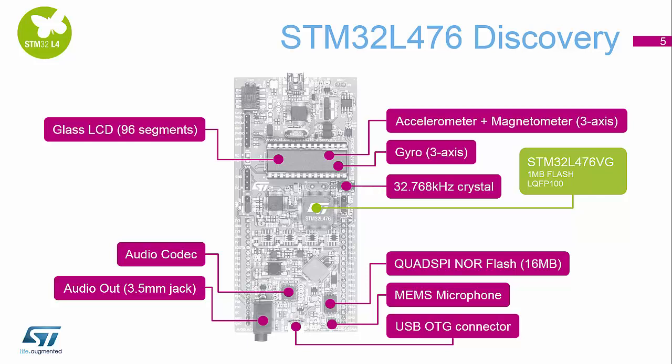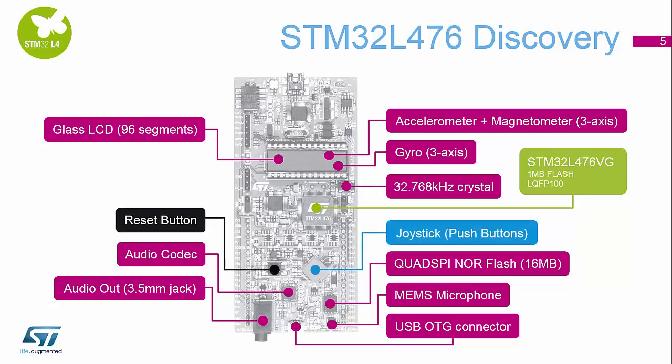We've got the 32 kilohertz watch crystal. We've got the new quad SPI interface in use with a 16 megabyte NOR flash attached on the quad SPI interface. We've got a MEMS microphone. We have the USB OTG connector at the bottom of the board so that we can use the USB device part of the STM32L4. We have an audio codec and an audio out jack, so we can actually connect our headphones to the target board and generate some audio from the device.